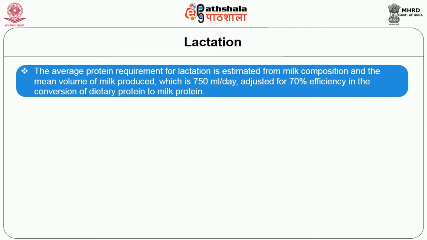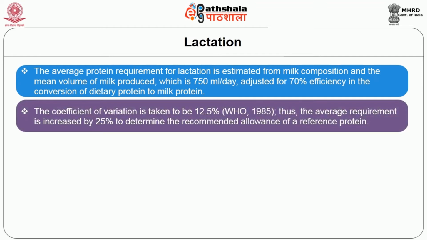The average protein requirement for lactation is estimated from milk consumption, and the mean value of milk produced, which is 750 ml per day, is adjusted for 70% efficiency in the conversion of dietary protein to milk protein. The coefficient of variation is taken to be 12.5% by WHO 1985 statistics.